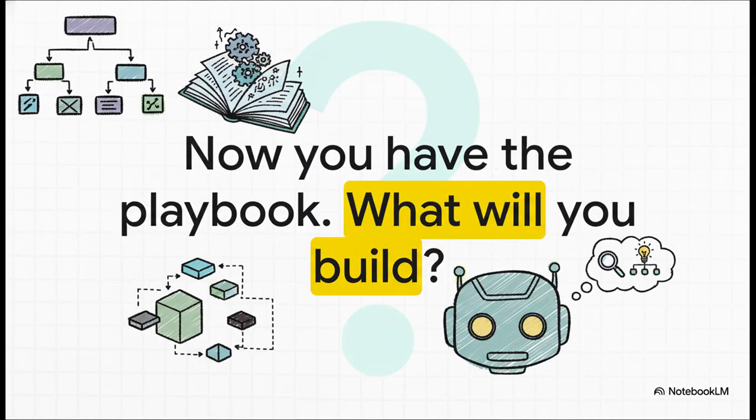So there you have it. You now understand the 3 core patterns and, just as important, you have a framework for choosing the right one. This is a seriously powerful playbook for building agents that are more robust, more reliable, and way more sophisticated. So the only question left is, what are you going to build?